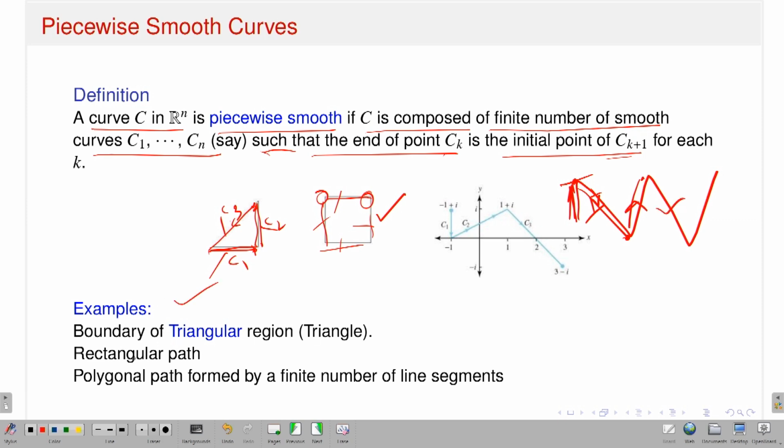I have given the examples. The boundary of a triangular region is a piecewise smooth curve. A rectangular path is a piecewise smooth curve. A polygonal path formed by a finite number of line segments is also a piecewise smooth curve. Smooth means piecewise smooth, I should say, not smooth, piecewise smooth. You have finitely many smooth curves and compose them in such a way that the end point of Ck is the initial point of Ck plus 1. If you have joined them like that, then the full curve is not smooth, but it is piecewise smooth. That means I have a breakup into finitely many pieces and each of them is smooth.